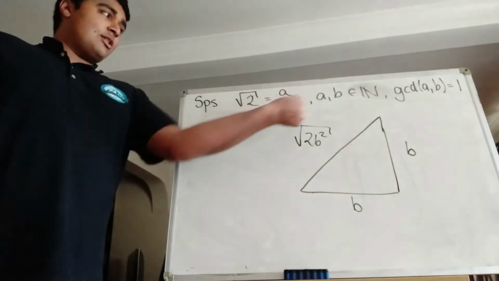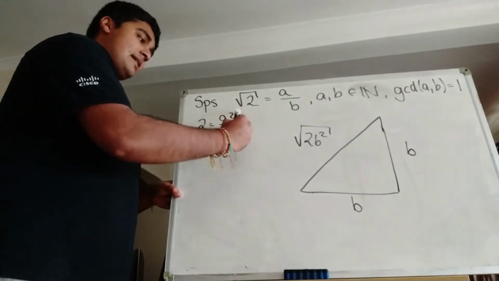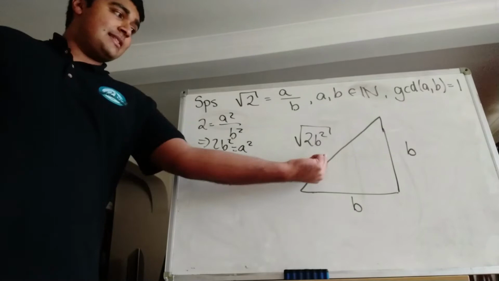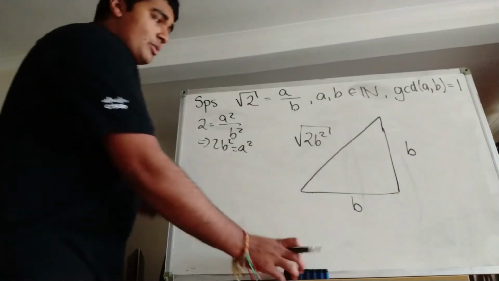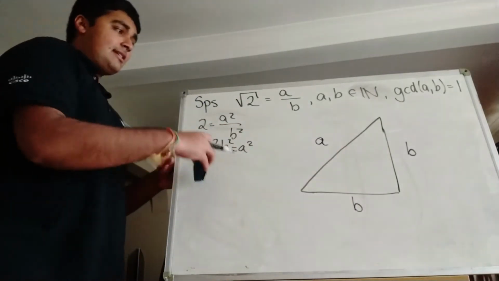Well then, if we just look at what we have here and square both sides, we get that 2 is equal to a squared over b squared. So, of course, 2b squared is just a squared. So this thing here is just the square root of a squared, which, of course, is just a. So we get this right angle triangle here, like so.